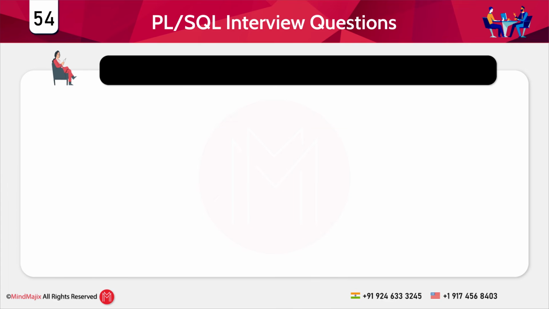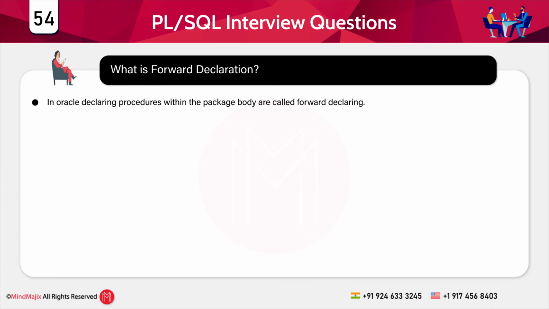The next question is, what is forward declaration? In Oracle, declaring procedures within the package body is called forward declaration. Generally, before we call private procedures from public procedures, we must first implement the private procedure within the body. Otherwise, we have to use a forward declaration within the package body.